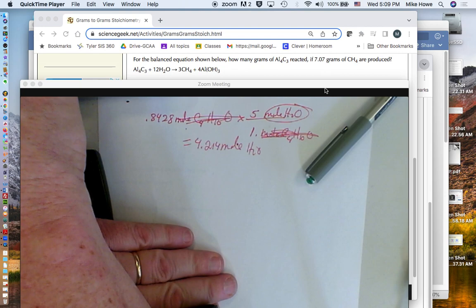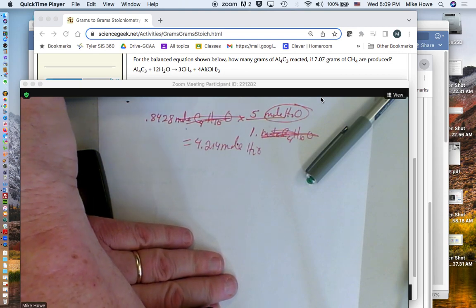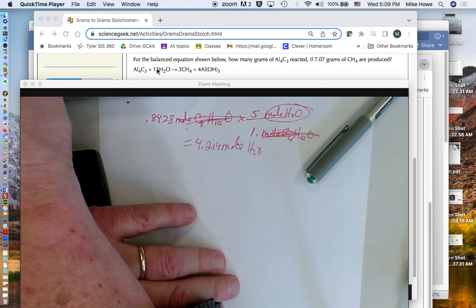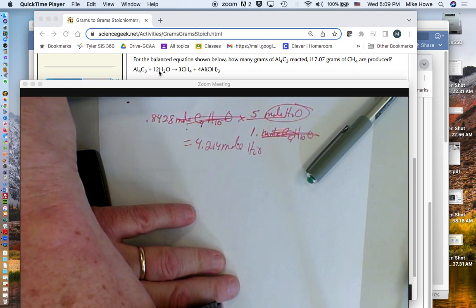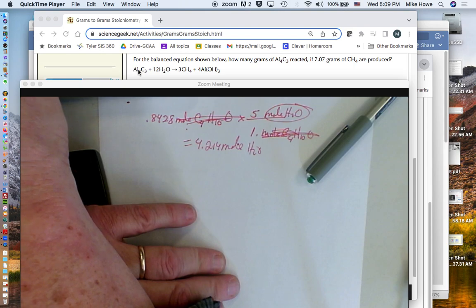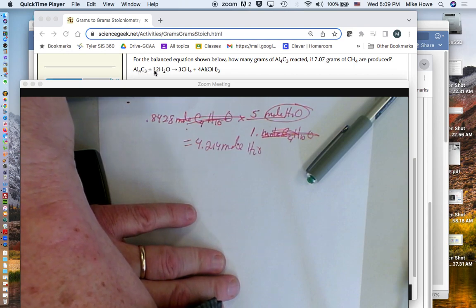Now remember, chemical equations tell you relationships between numbers of things. So it means that one of these reacts with 12 of those, but it does not mean that a pound of this reacts with 12 pounds of that. It's all about numbers. 1 mole, a dozen moles. Kind of like 1 egg, a dozen. One of these things reacts with a dozen of those.